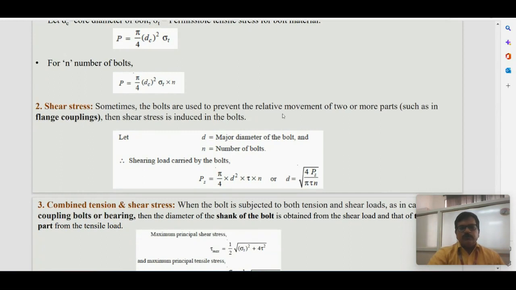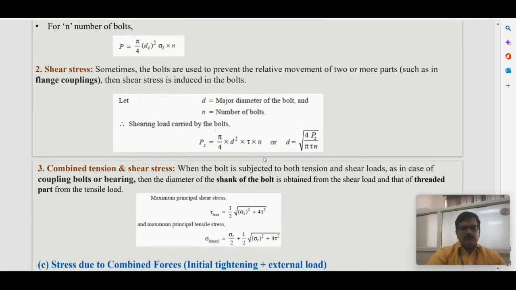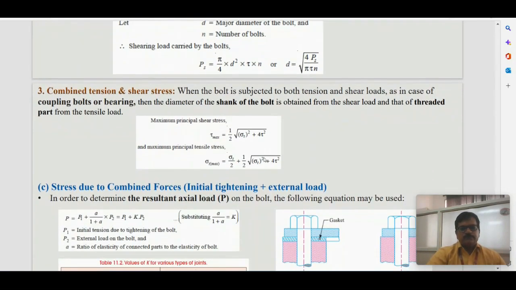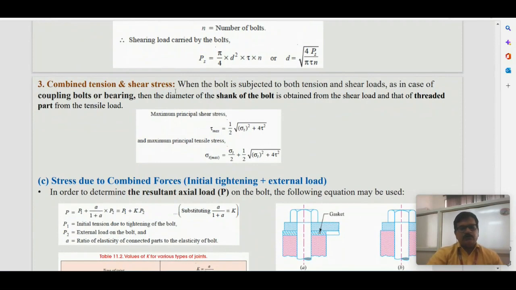Sometimes the bolts are used to prevent the relative motion between the two parts, such as in flange couplings. The shear load carried Ps is equal to pi by 4 d square into tau into n, where n is the number of bolts and d is the major diameter of the bolt. So when tension and shear both are combined, we will find out the maximum shear stress by the principal stress theory, and also maximum principal tensile stress.